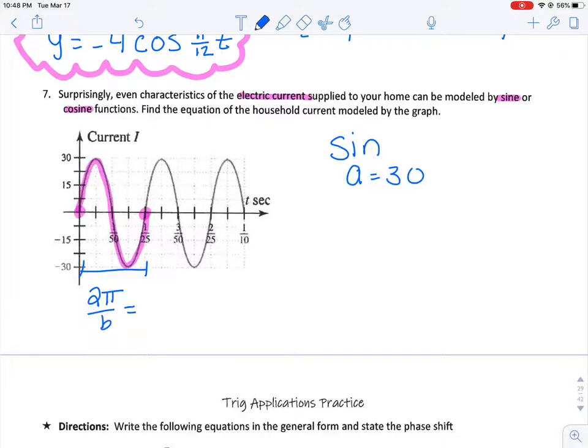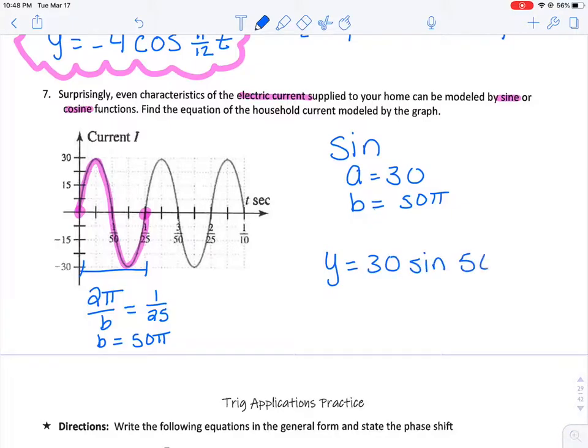And my actual period of this graph is 1 over 25. When I cross multiply, I get b equals 50 pi. Again, if you have numbers without pi on your x-axis, then your b value is going to be a number with pi. So b equals 50 pi. And I could write my equation, y equals 30 sine of 50 pi. Again, they have t here, so I'm going to put t.